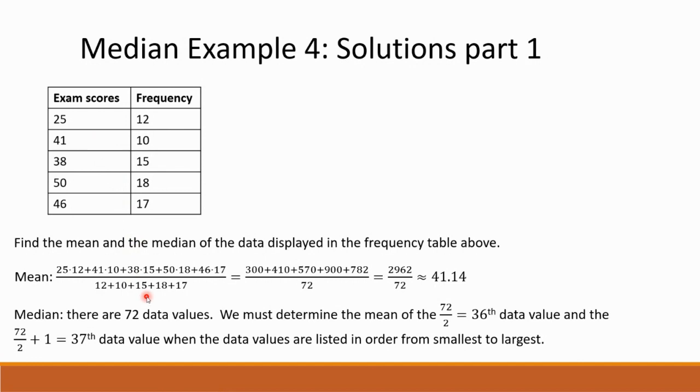And then for the number of data values, you have to add up the frequencies, and that's what we're doing down here. So each data value times its corresponding frequency: 25 times 12, 41 times 10, 38 times 15, and so on. You're dividing by the sum of the frequencies, because that's how many data values there are. And what do we get? On top we have these numbers divided by the number of data values, which is the mean, which turns out to be 41.14.